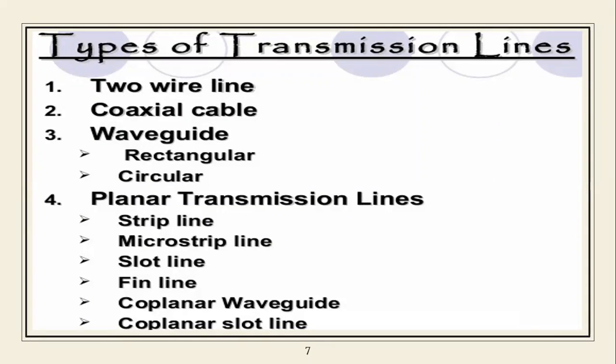In the transmission line, the signals travel from one place to another place in the form of electromagnetic waves. Here one of the types is the two-wire line, and the second is the coaxial cable.